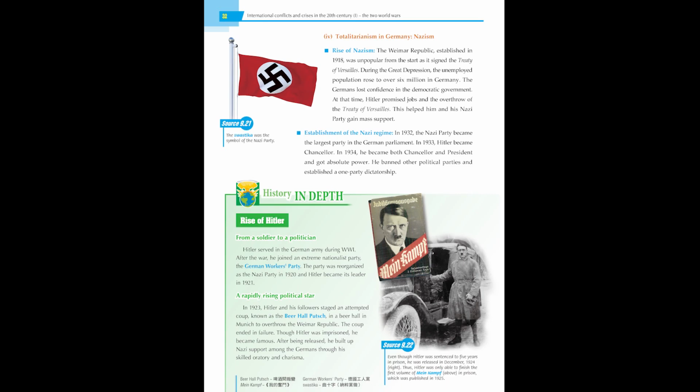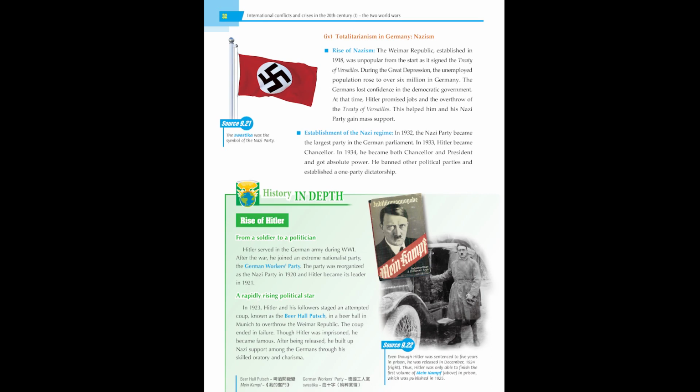Establishment of the Nazi regime. In 1932, the Nazi party became the largest party in the German parliament. In 1933, Hitler became chancellor. In 1934, he became both chancellor and the president and got absolute power. He banned other political parties and established a one-party dictatorship. Look at Source 9.21. The swastika was the symbol of the Nazi party.